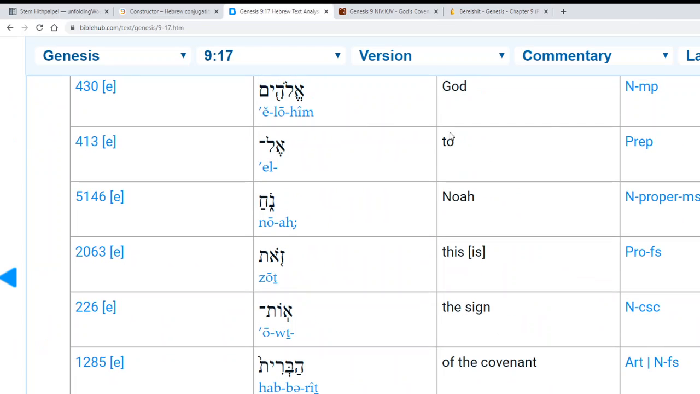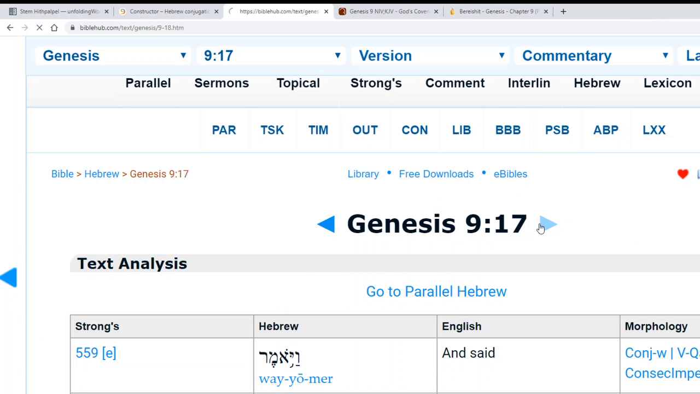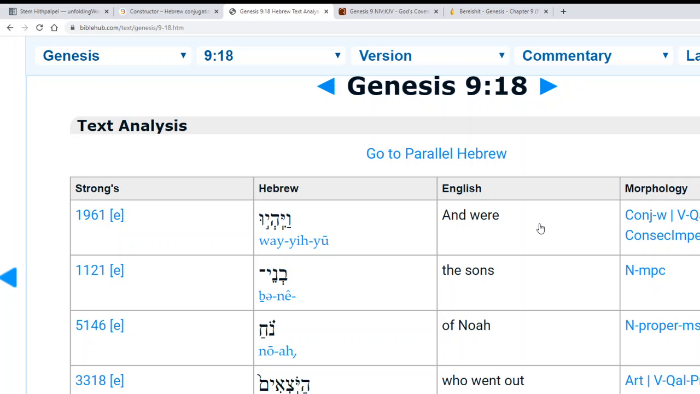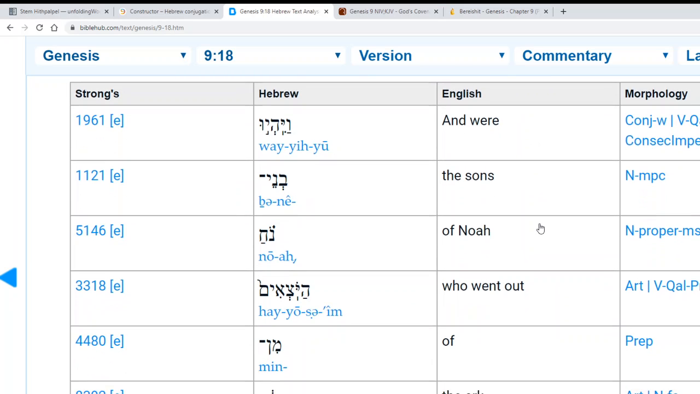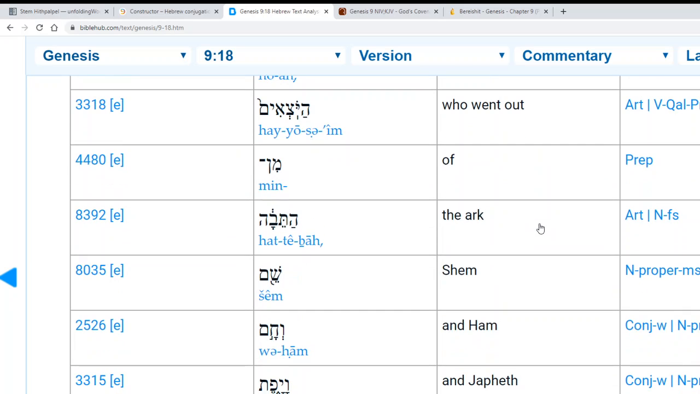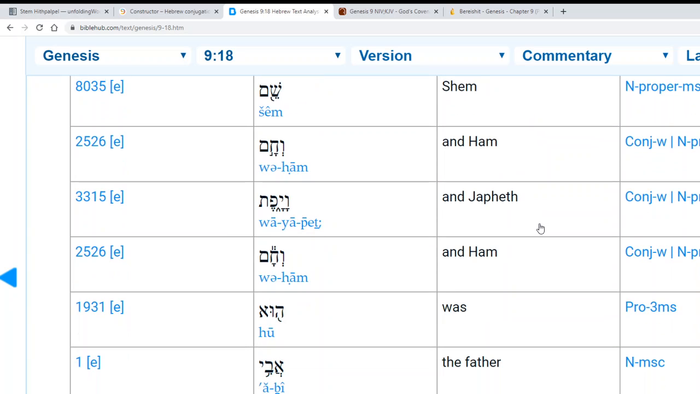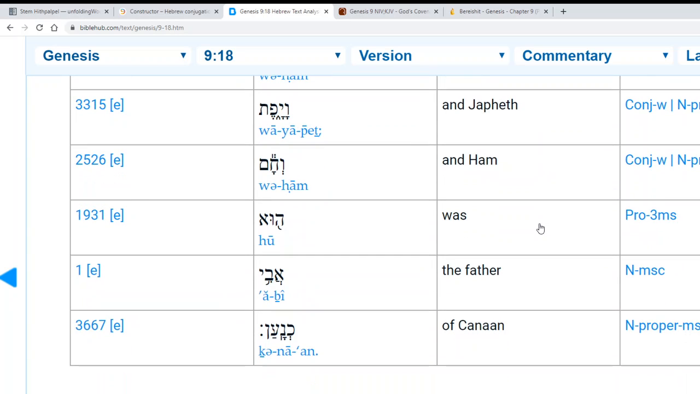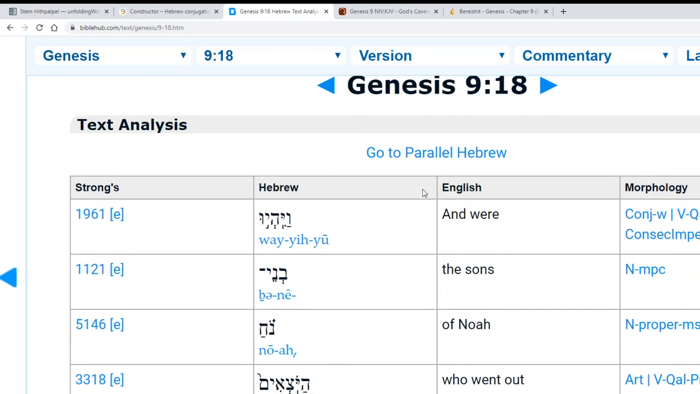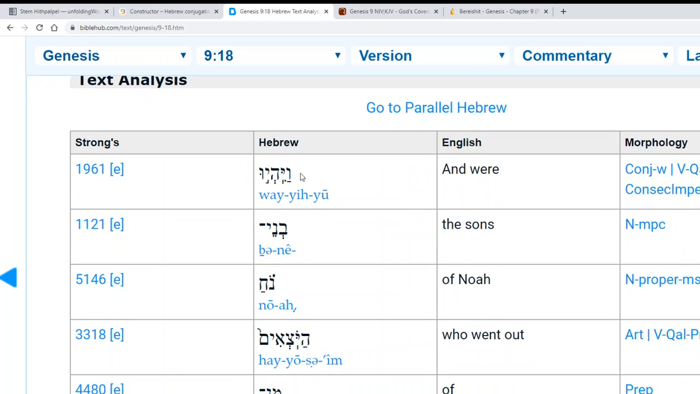Verse 18. Vayihyu v'nei Noach hayotzim min hateva Shem v'Cham v'Yafet v'Cham hu avi Chenan. Pretty simple. Conjunctive vav yihyu. It's in the plural. It's in the imperfect, but the vav flips it, so and were.